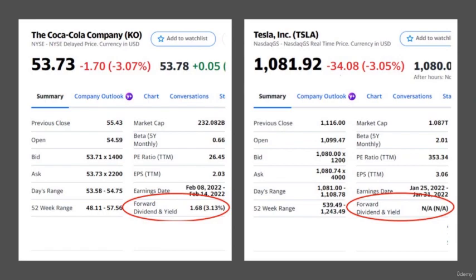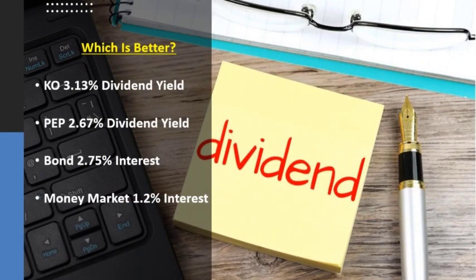So when you're comparing, let's say, 2 different things, that's where you want to look at is the yield. So let's do that. Let's say, which one of these is better? Remember, higher is better. So we've got KO or Coke at 3.13, their main competitor Pepsi at 2.67. A bond might be paying you 2.75% in interest. So if I own that bond, I'm going to get 2.75% interest. And in money market, let's say we found a decent one that's going to pay us 1.2%.